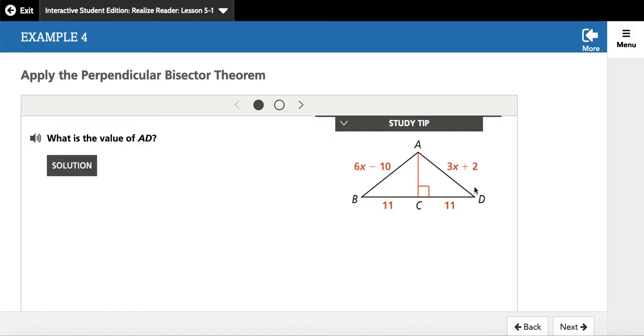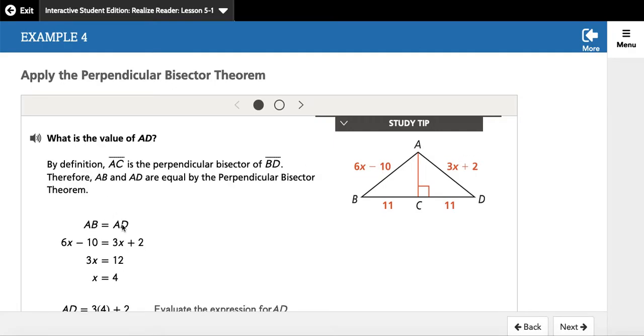AD is over here. Looks like it's 3x plus 2. But since we have this perpendicular segment and it's a perpendicular bisector because it breaks it into 11 and 11, we know AD is the same length as AB. Therefore, we can write an equation: 6x plus 10 equals 3x plus 2, and solve it for x.